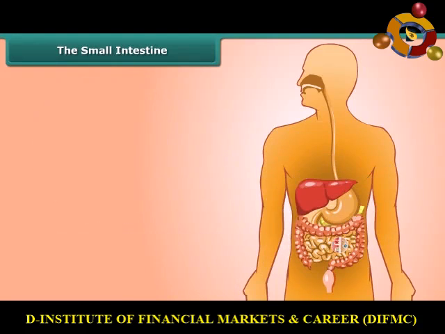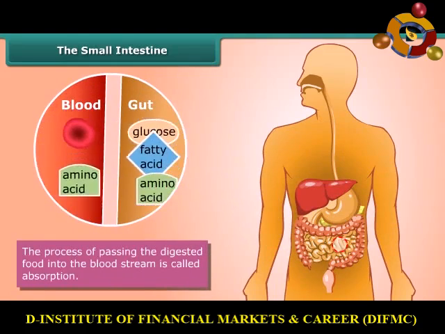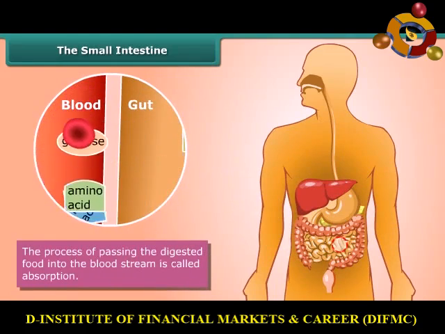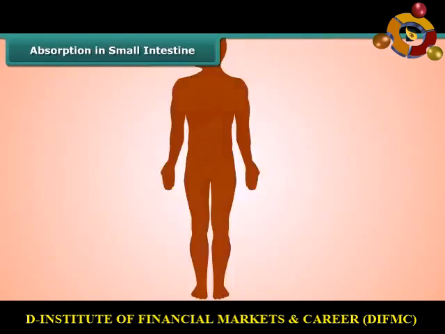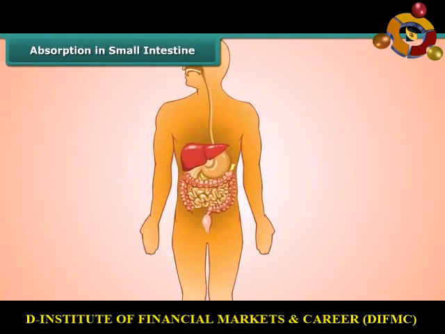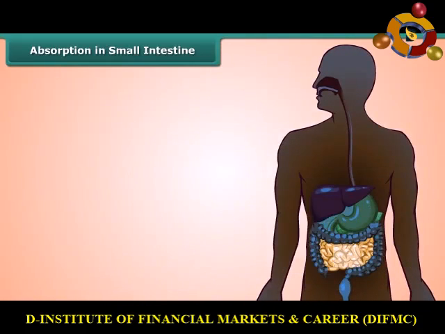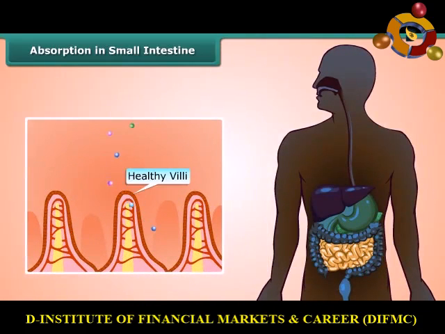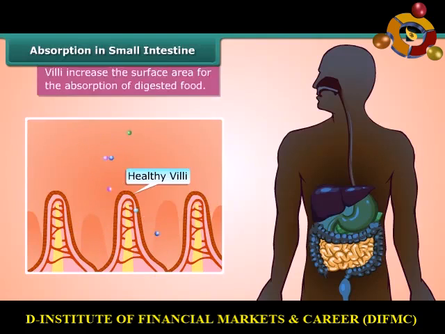Now the digested food passes into the bloodstream. We call this process absorption. Well, there are tiny finger-like things called villi, lining the inside of the small intestine. Do you know the interesting part of villi? It increases the surface area for the absorption of digested food.